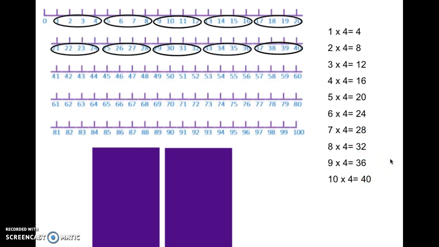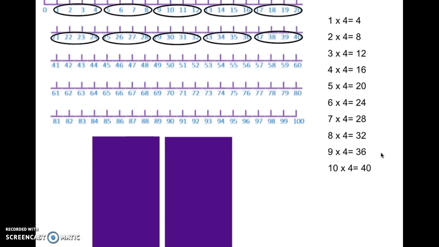Let's see, other patterns that you might see. All of the products, all of the answers here are evens. And that's because we're multiplying by 4, an even number, but they're all evens. So those are the two patterns that I found. And if you found other patterns, awesome.